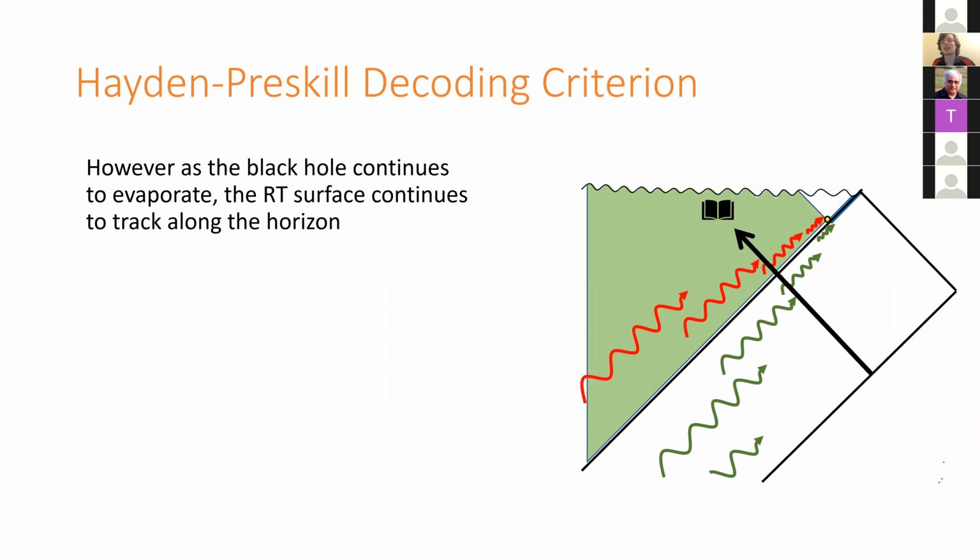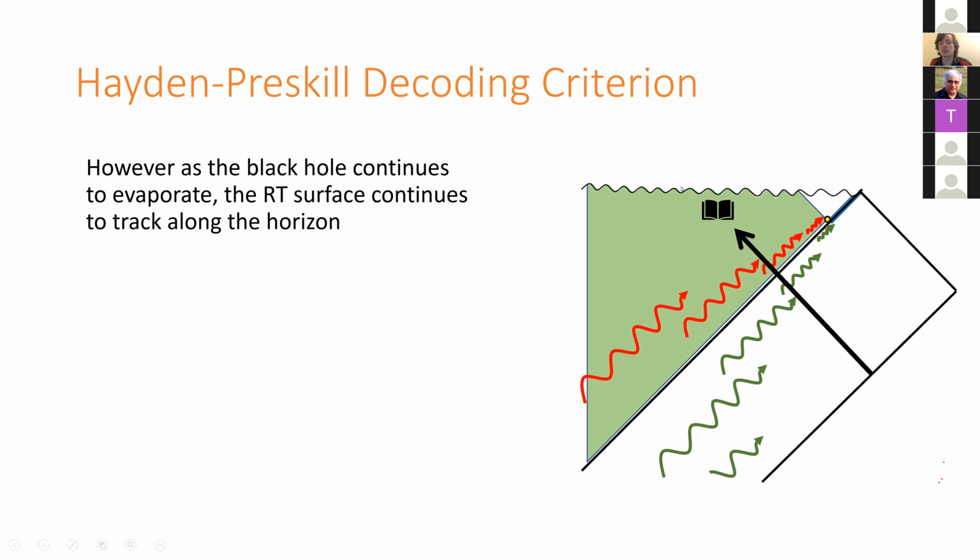However, as we let the black hole continue to evaporate, i.e. we allow ourselves to act on more Hawking radiation, we treat more Hawking radiation as having escaped to infinity, then the quantum extremal surface moves along the horizon.